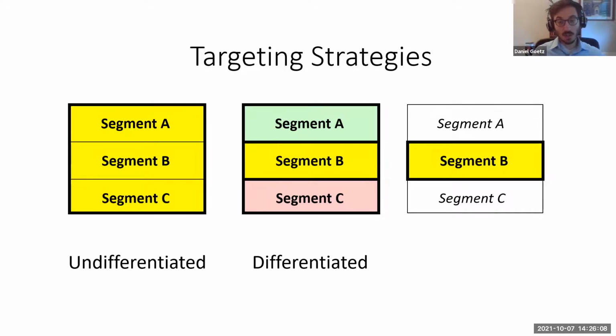Differentiated is each segment gets their own special market offering or marketing program. So we saw this with Tide and a bunch of other examples we'll come back to. Concentrated is, you ignore the segments that are not the most profitable, and you just focus on a single segment.